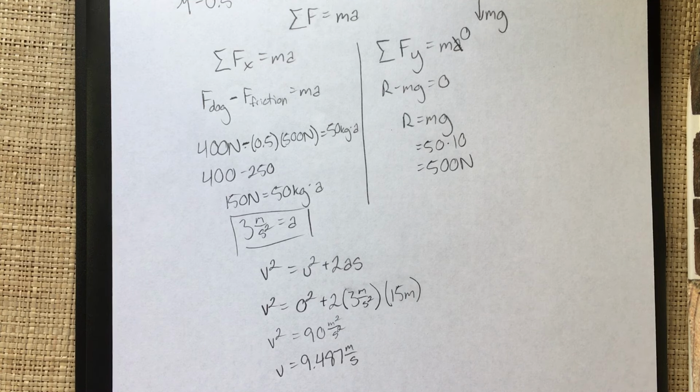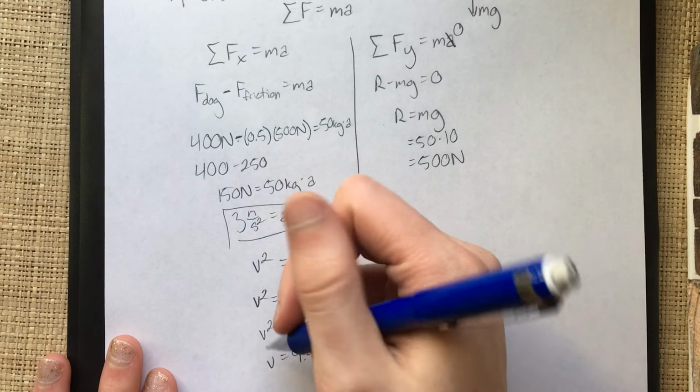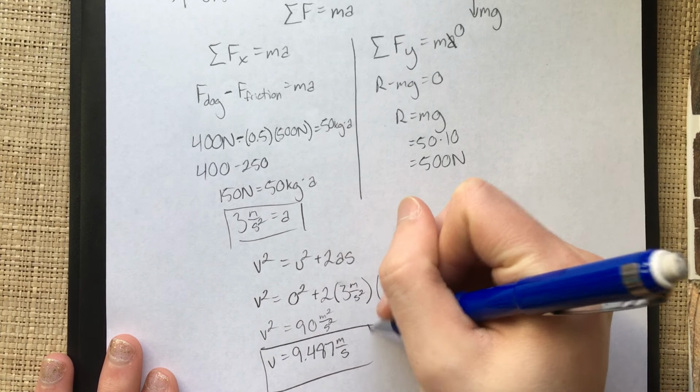And this is the final answer. Exactly what the problem was asking for, little Timmy's final velocity. And for Gucci gang, you're done.